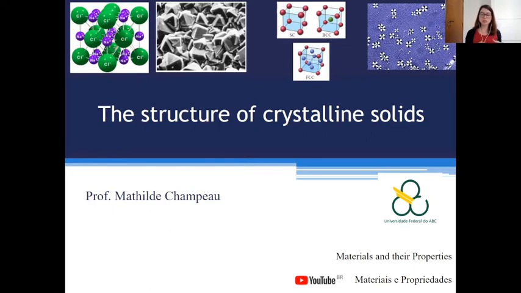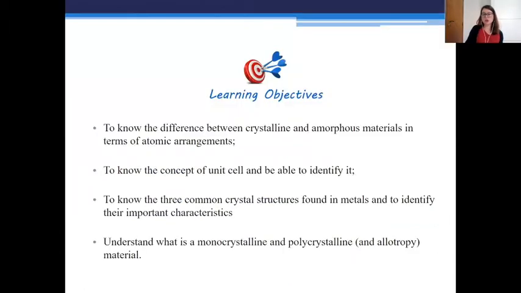And now we are going to see the organization of these atoms. We are going to introduce crystalline solids and describe the organization of the atoms in this structure, and we'll differentiate crystalline solids from non-crystalline solids, which are amorphous materials. After that, we will be able to correlate some properties with these crystalline structures. So first of all, we are going to know the difference between crystalline and amorphous materials in terms of atomic arrangements. Then we will introduce the concept of unit cell and be able to identify it.